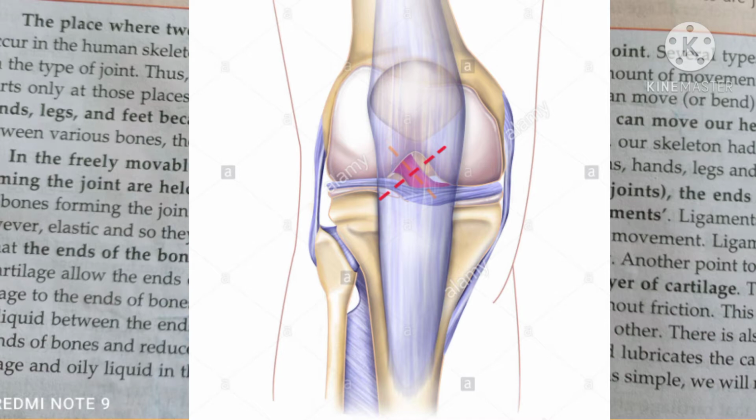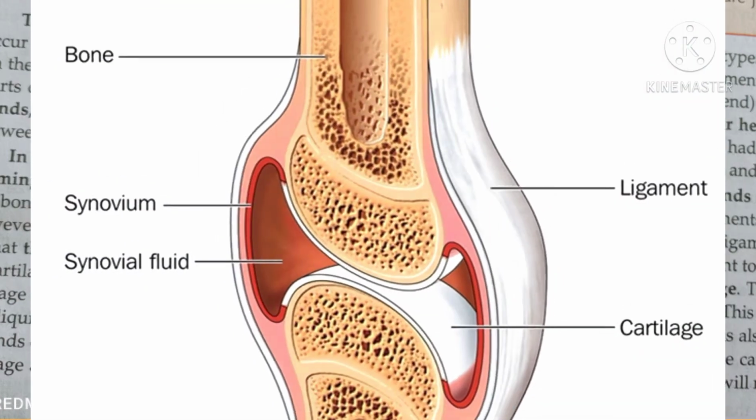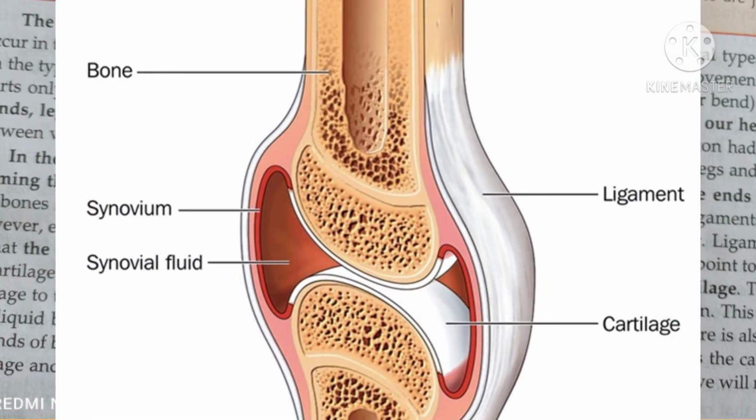Besides this, the ends of the bones at joints are covered with a soft and smooth layer of cartilage, which we have discussed in the previous video, which helps in movement by reducing the friction. Moreover, there is also a thick oily liquid between the ends of bones of a freely movable joint. This oily liquid lubricates the cartilage at the ends of bones and reduces friction even further.